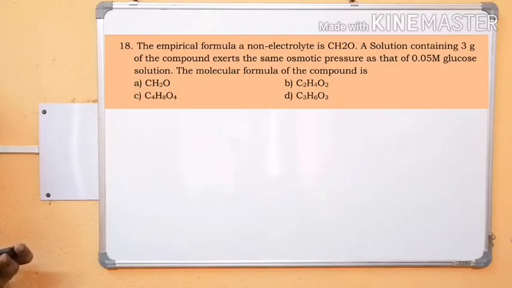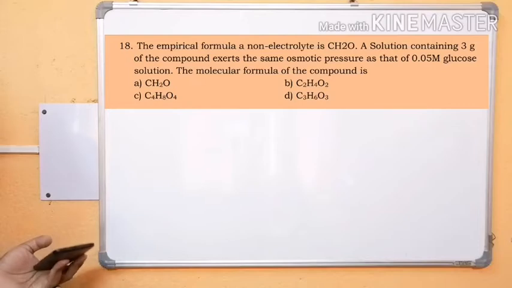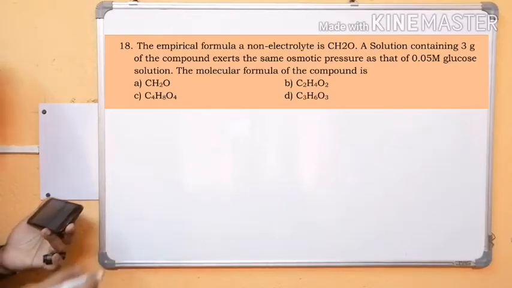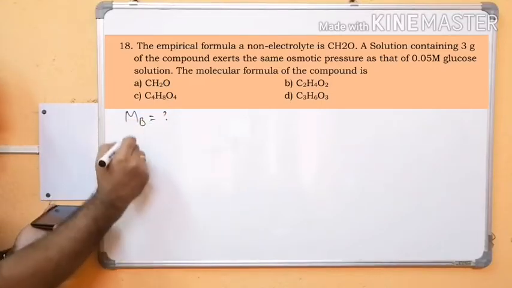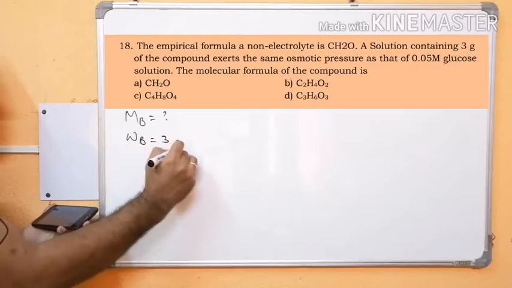A solution containing 3 grams of the compound, that compound you are taking 3 gram, exerts the same osmotic pressure as 0.05 molar glucose solution. The molecular formula of the compound is, so you have to find out the molecular formula from the empirical formula given. So in order to find the molecular formula, you need to find the molecular weight. So that means you have to find out MB. So first of all, let me write what we have to find out first. We have to find out MB. Now what all things are given? WB is 3 gram given.